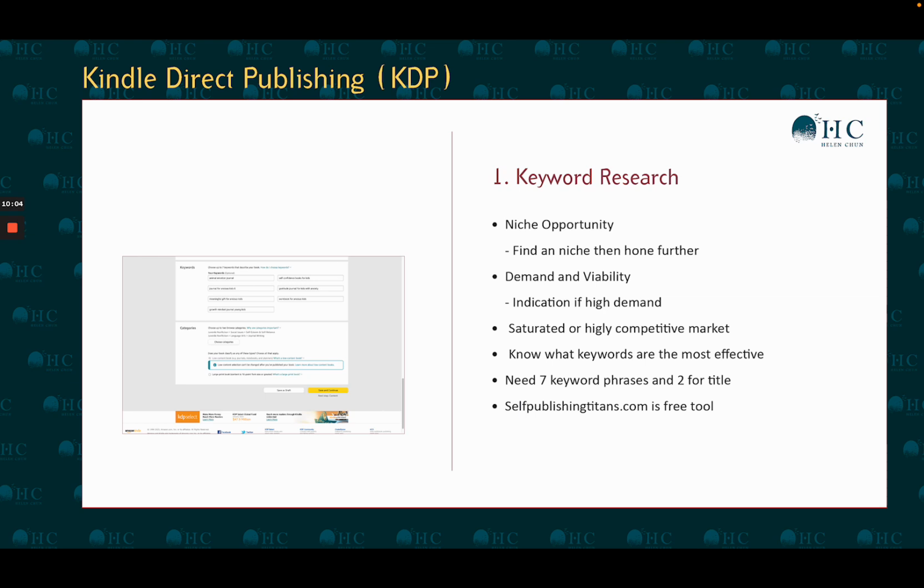Okay. Now the niche opportunity. It's really important to do your keyword research so you know you're not jumping into a saturated or highly competitive market. To find a niche that hones further on into your niche. For example, if you're doing a journal, look at doing a gratitude journal, or even better, a gratitude journal for teenage boys 13 to 16 years old.